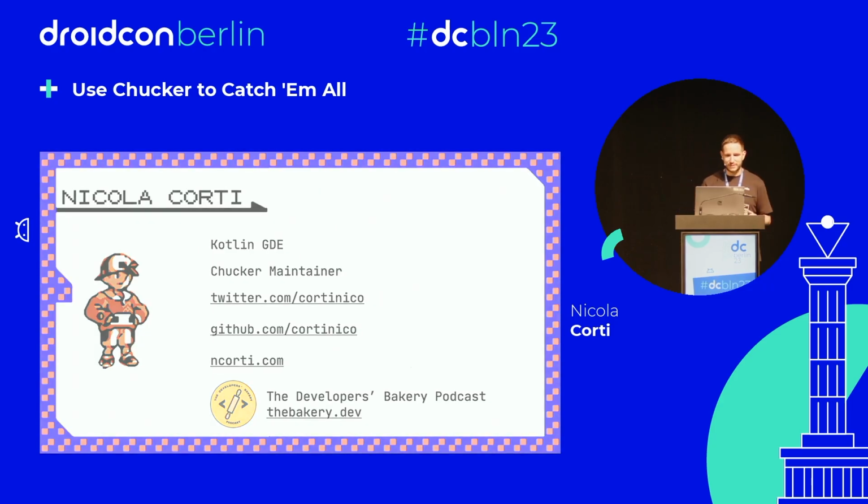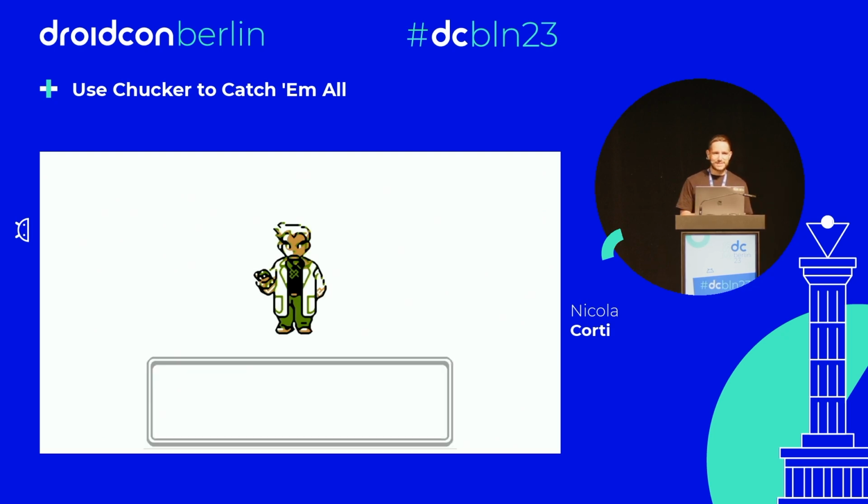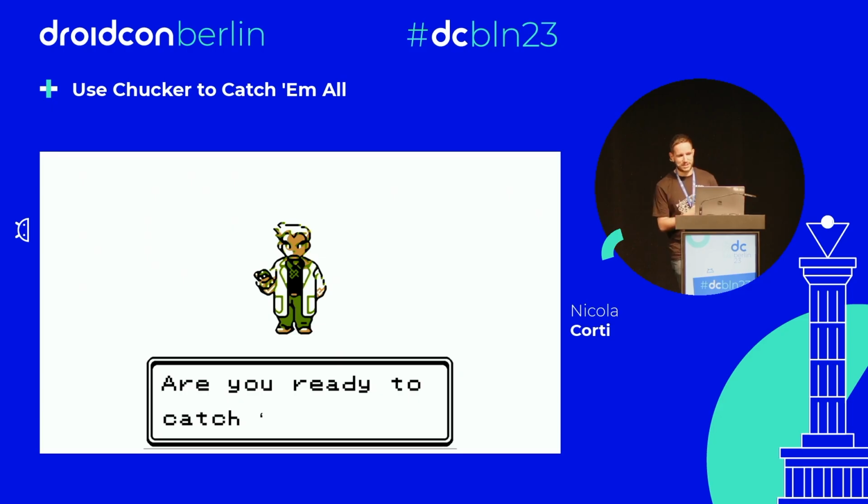And with this, I guess we can get started. So what is Chucker? Chucker is an on-device network debugger, and it will help you catch them all, those HTTP requests. Practically, what it does is intercept all of your network requests and help you see what's going on with your device. For example, if a network request failed, you can see it immediately.